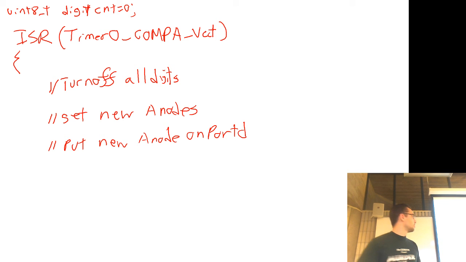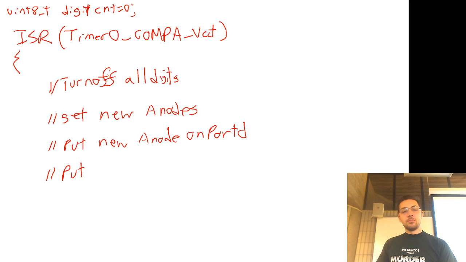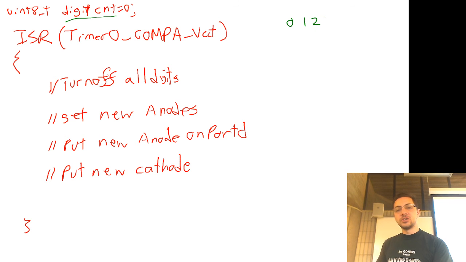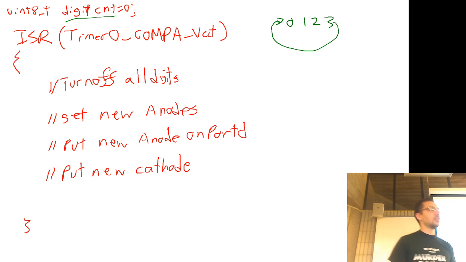Now this might be breaking it up too much. I might be able to get the new anodes and put them on port D at the same time. But then put new cathode. And the reason I'm not going into this too much, the thing I want to demonstrate here is that at some point, this is 0, 1, 2, 3, back to 0. That's what it's going to do to tell you which digit you're enabling.